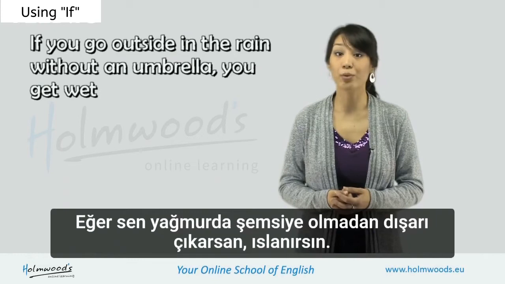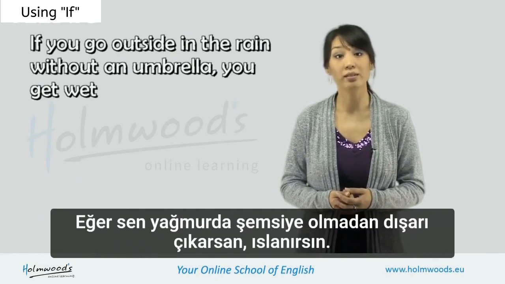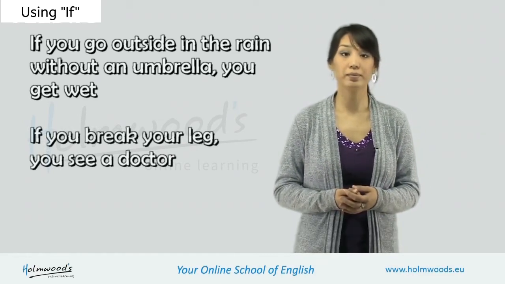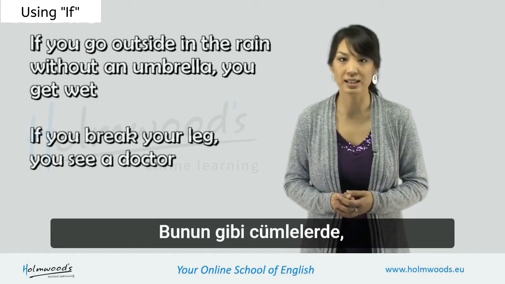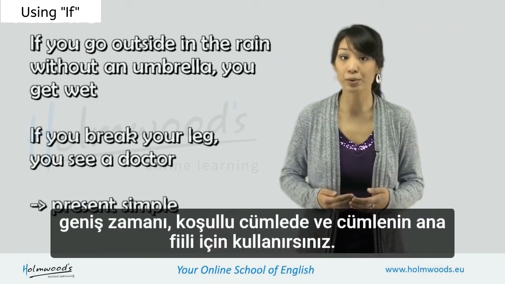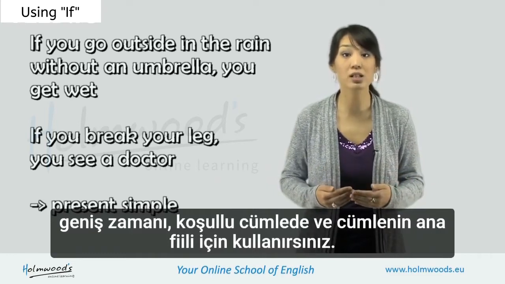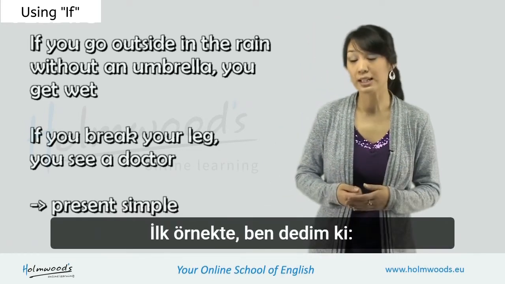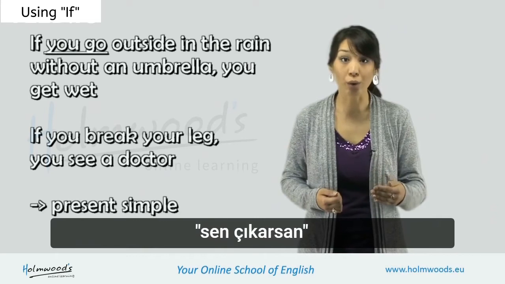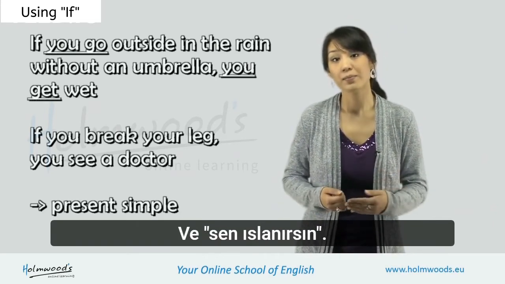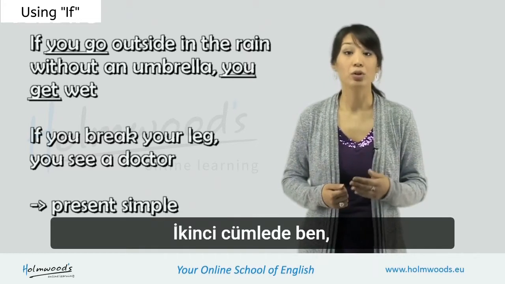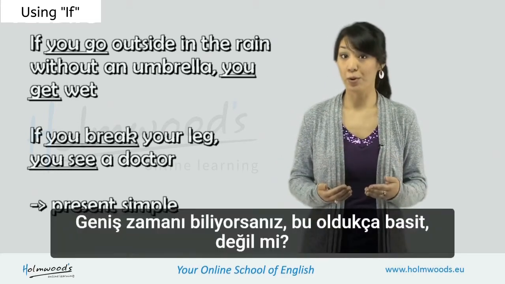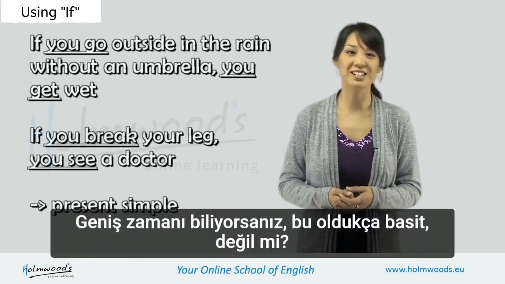If you go outside in the rain without an umbrella, you get wet. If you break your leg, you see a doctor. In sentences like these, you use the present simple in both the conditional clause and for the main verb of the sentence. In the first example, I said, you go and you get. In the second one, I used you break and you see. If you know about the present simple, this is quite simple, right?